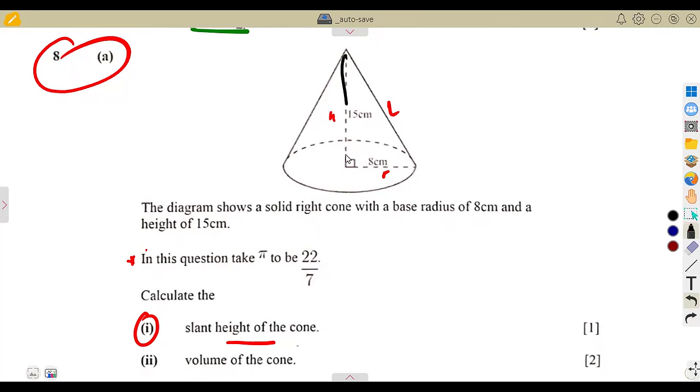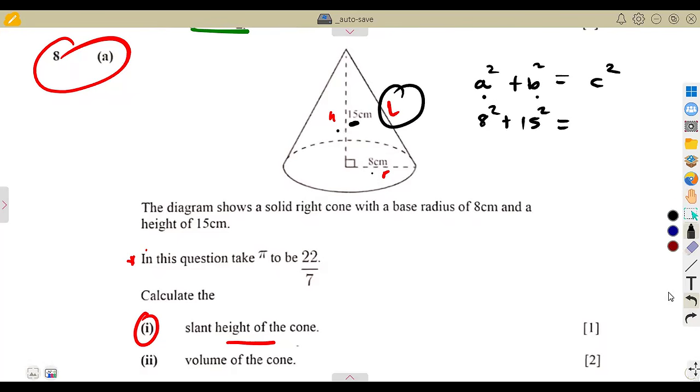Remember, this is a right angle triangle that you're forming using the Pythagoras theorem. Remember that a squared plus b squared is equal to c squared, where a and b are the shorter sides, meaning to say the radius squared plus the perpendicular height squared must be equal to L squared. So that is 8 squared plus 15 squared, equal to the slant height squared, which is representing the hypotenuse.